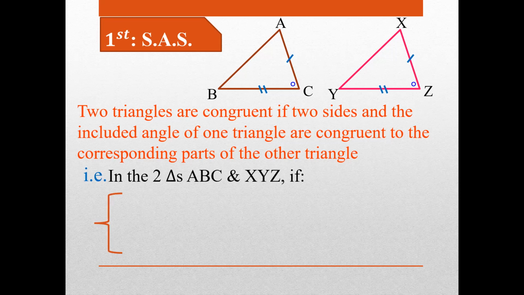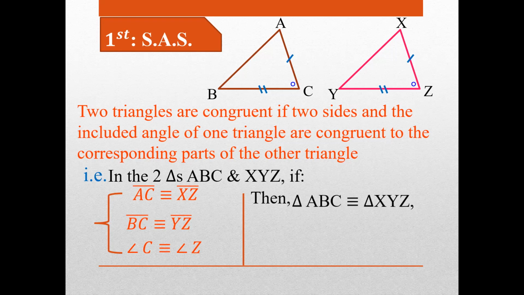So we have three conditions, and it's very important to find the three conditions. First, AC congruent to XZ, and the angle C congruent to angle Z, and BC equal YZ. So then triangle ABC is congruent to triangle XYZ.